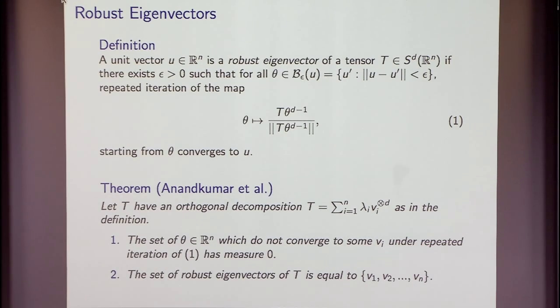Elina, if the eigenvalue is negative, then it's not robust, I guess? Or?